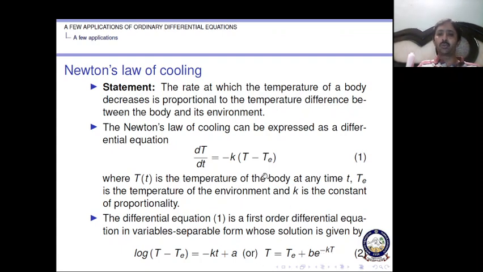Now this is the solution of the differential equation that we have discussed earlier, and this is supposed to be interpreted in terms of the problem that is being considered. Now capital T, as we know, is the temperature of the body. It is given by TE, which is the temperature of the environment, plus B into e to the power minus kt.